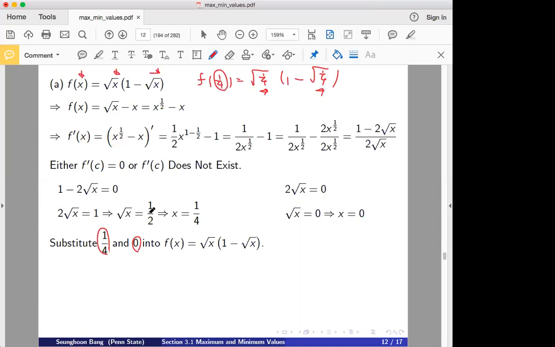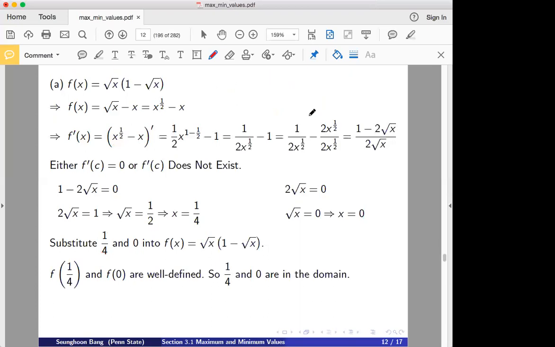You plug in 0. So we have f of 0 is the square root of 0, 1 minus the square root of 0. Well-defined, yes, in the domain. So 1 over 4 and 0 are in the domain. What's the final answer? 1 over 4 and 0 are the critical numbers of f. So that's it. This is the whole idea for finding critical numbers.